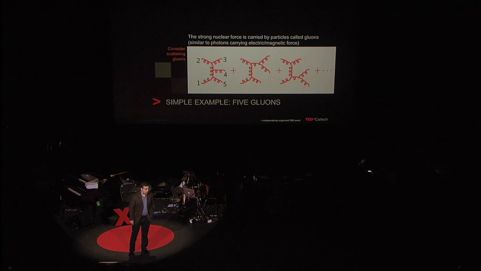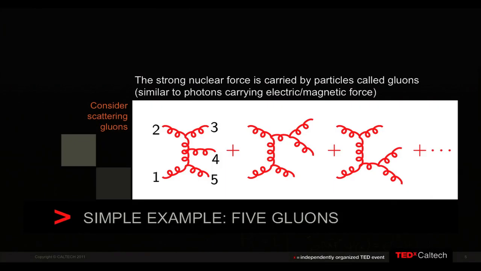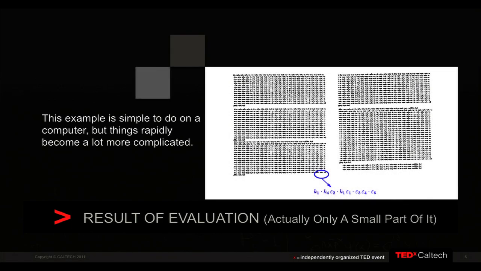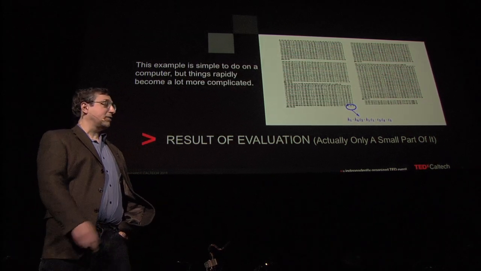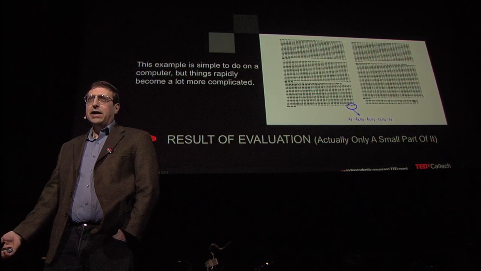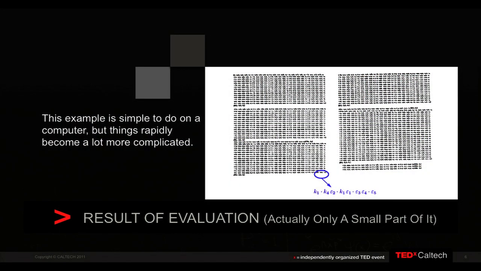So to show you what I'm talking about, let's consider the case of scattering five gluons. The gluons are the carriers of the strong nuclear force, very much in the same way that photons are the carriers of the electric and magnetic force. So if you follow the textbook Feynman rules and you do the calculation associated with the pictures that are up on the screen, what you find is this. Now, I've written this in a really microscopic font, so it fits on the slide. But in fact, it's only a small piece of the entire answer. The answer goes on for 25 pages.